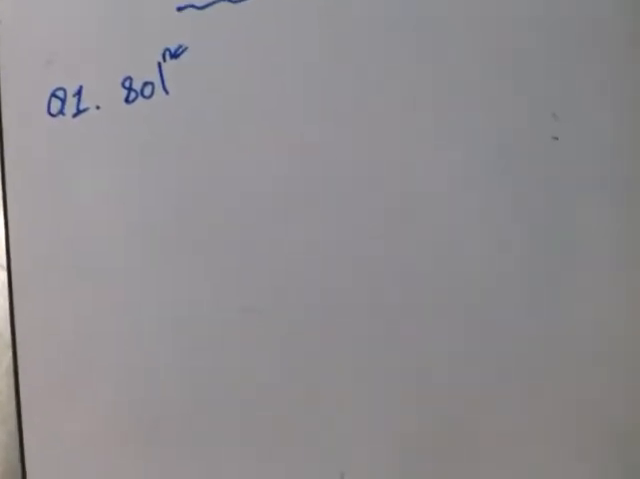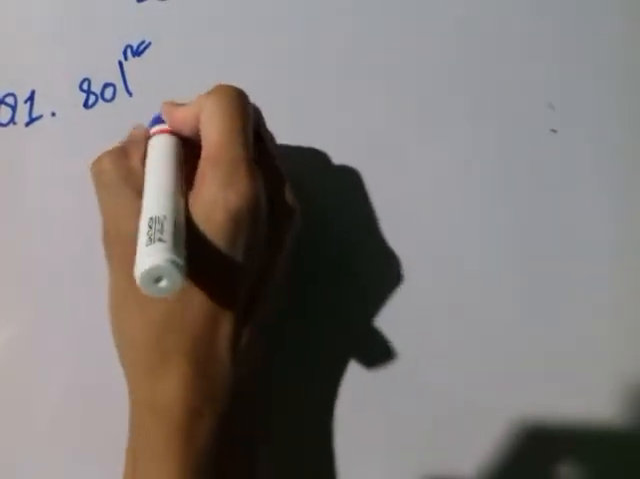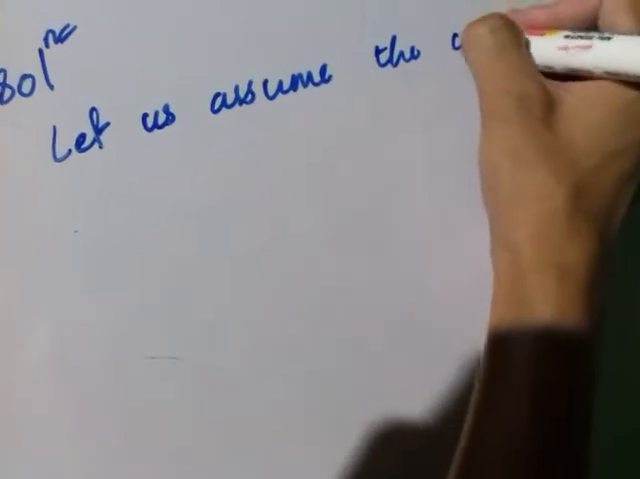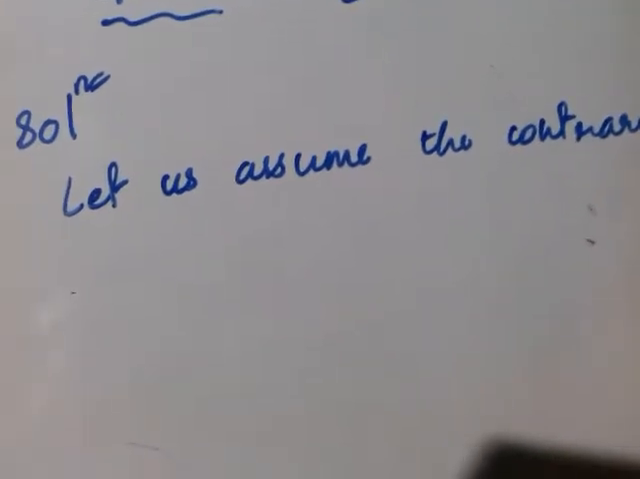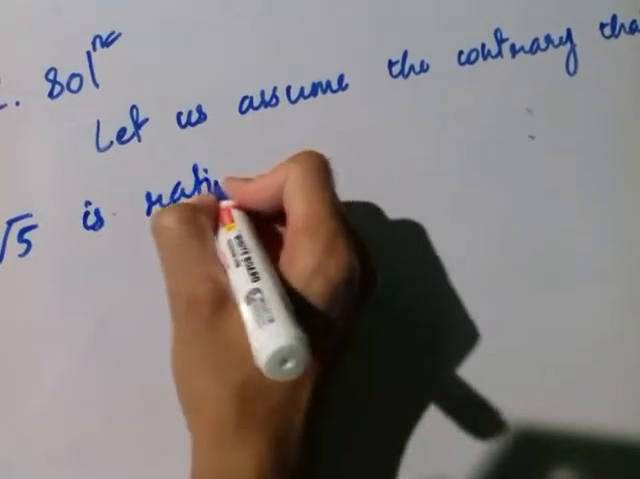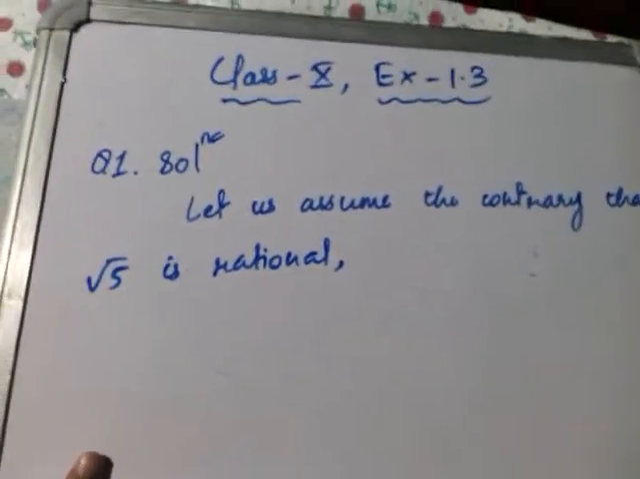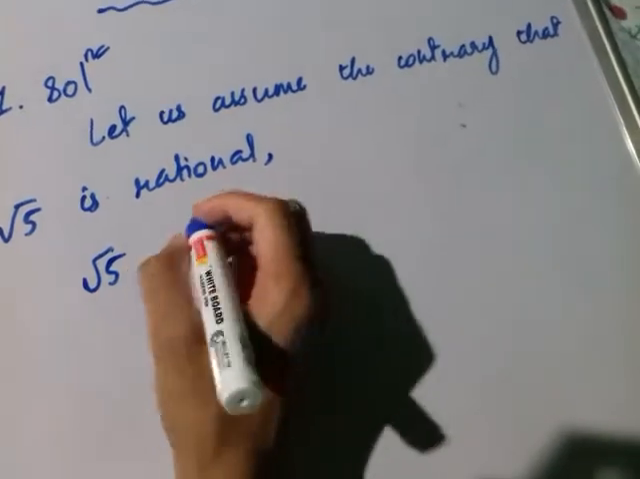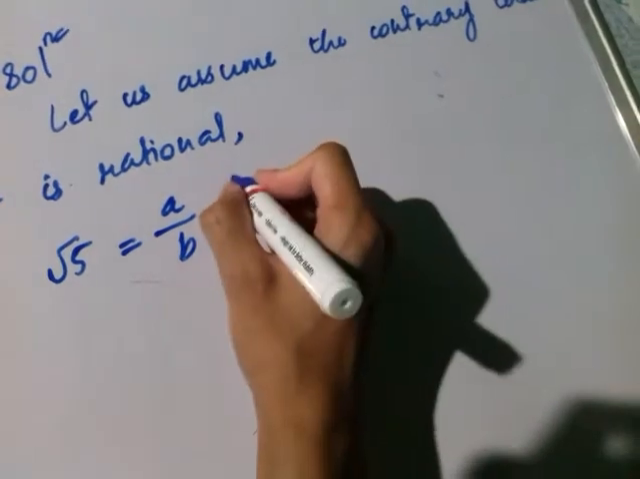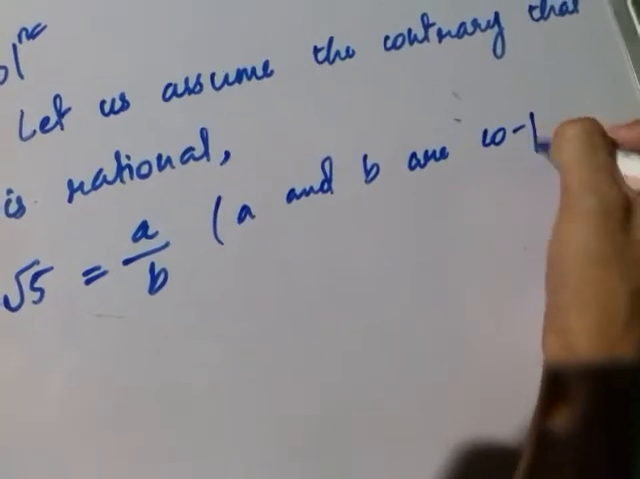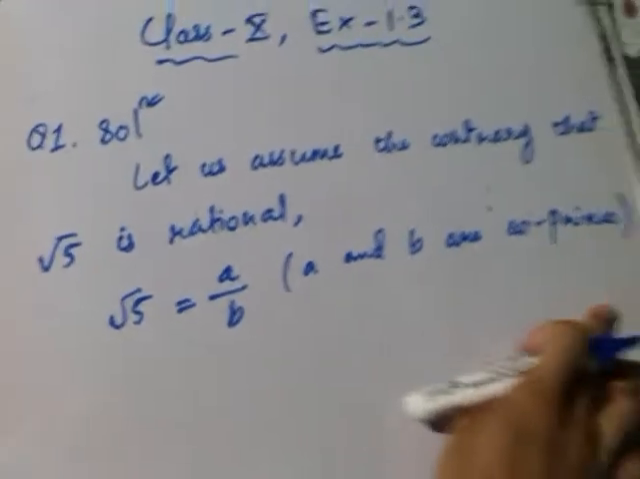Now we will write the solution. How to write? Let us assume the contrary, that root 5 is rational. So next you will write root 5 equals a by b, where a and b are co-prime.